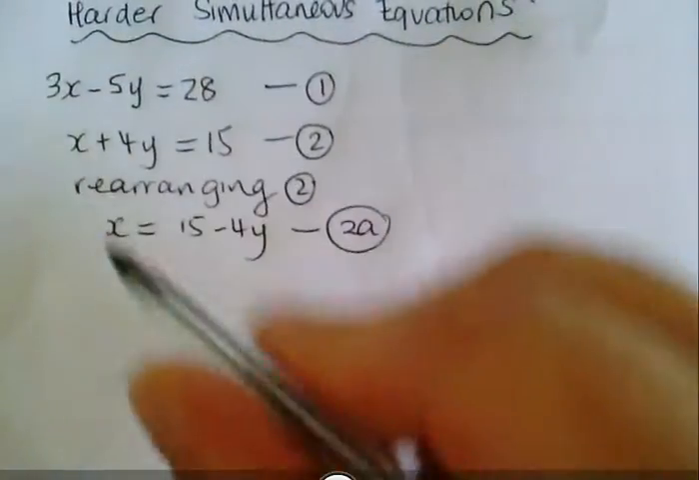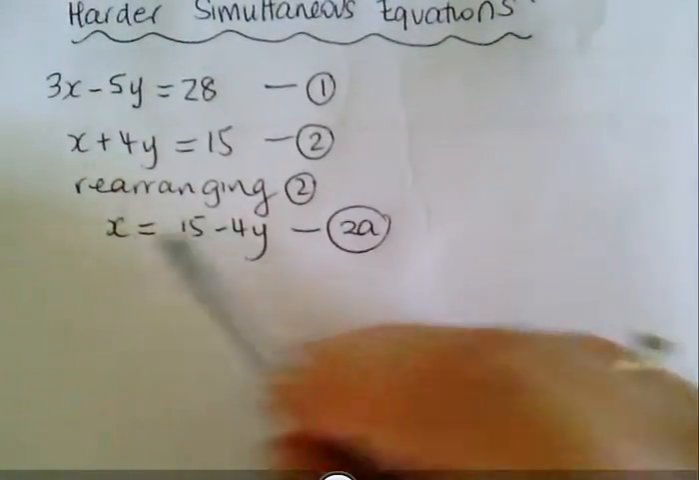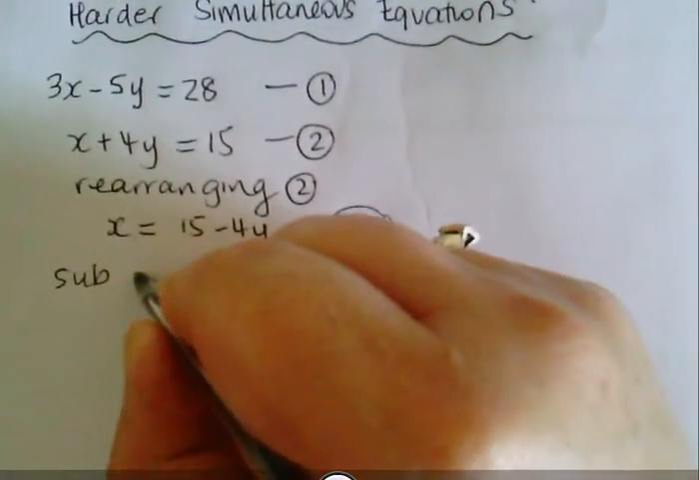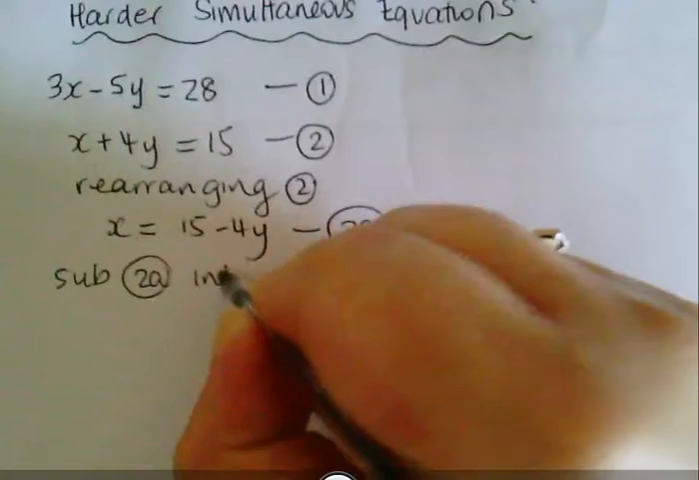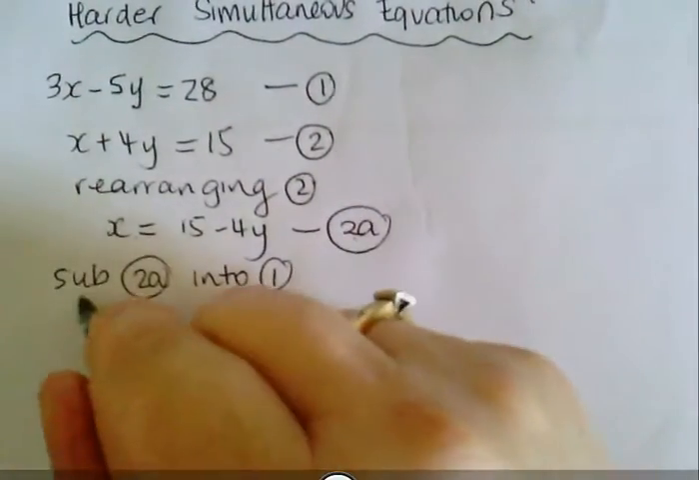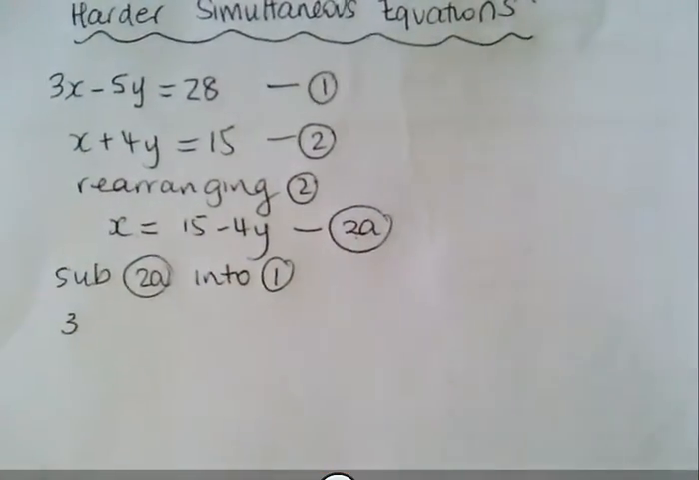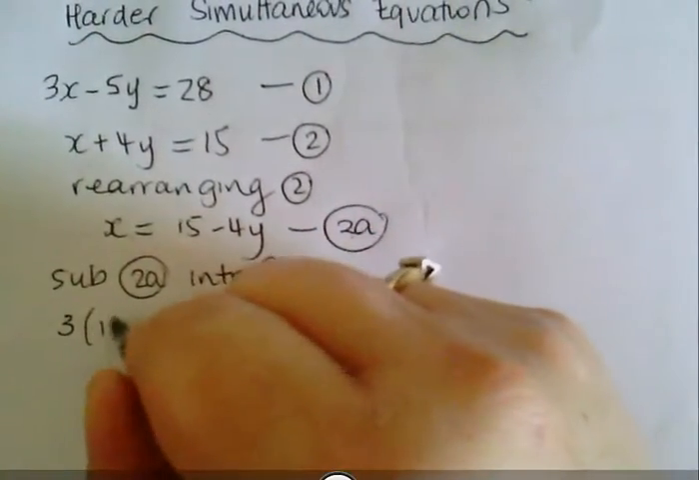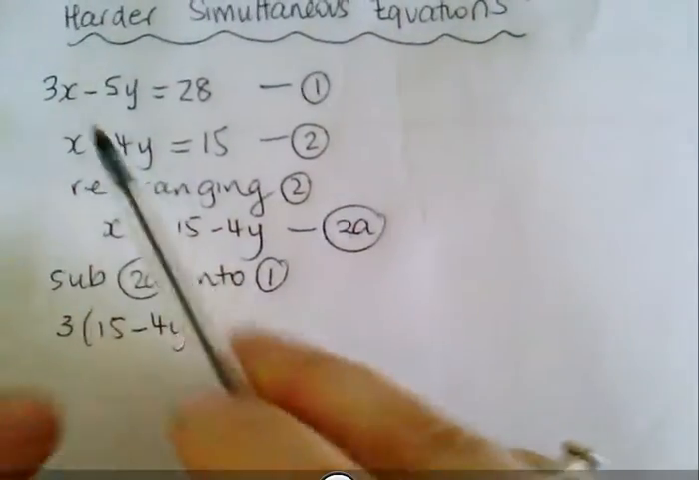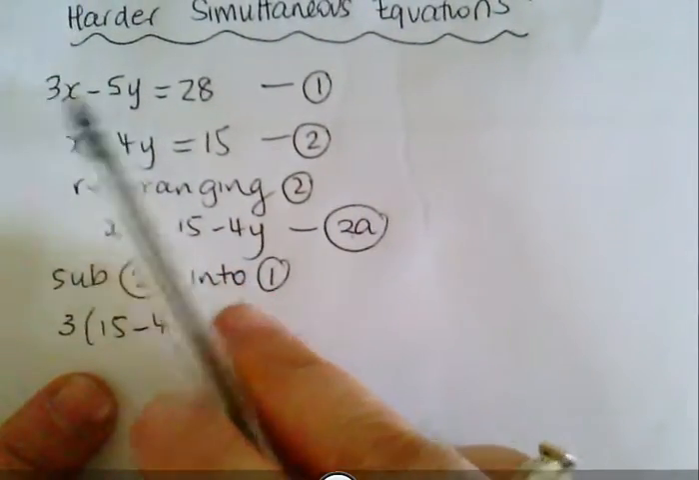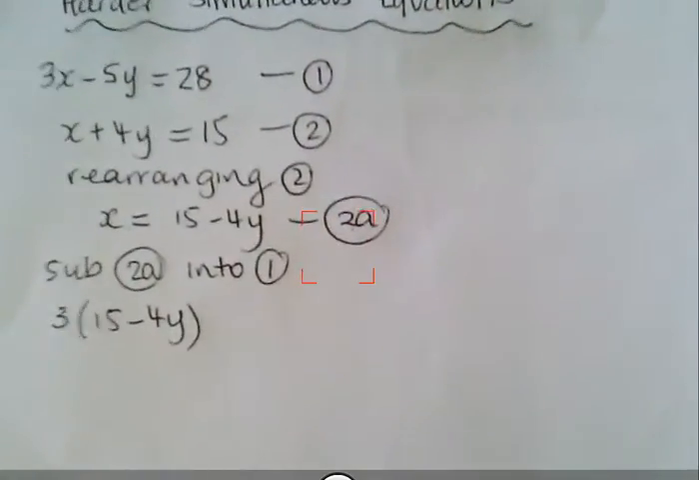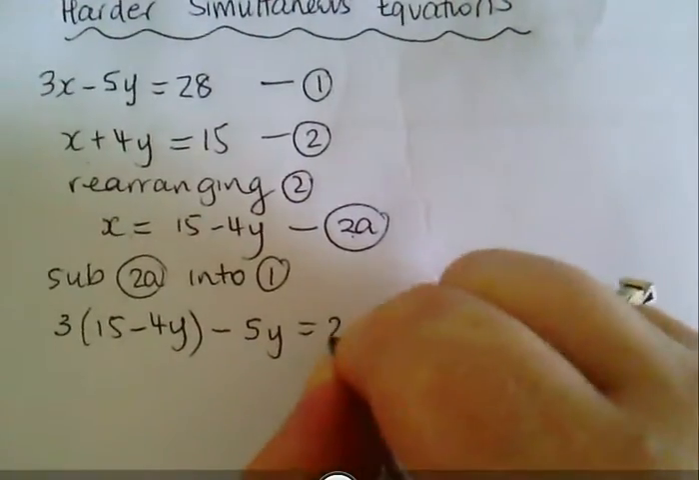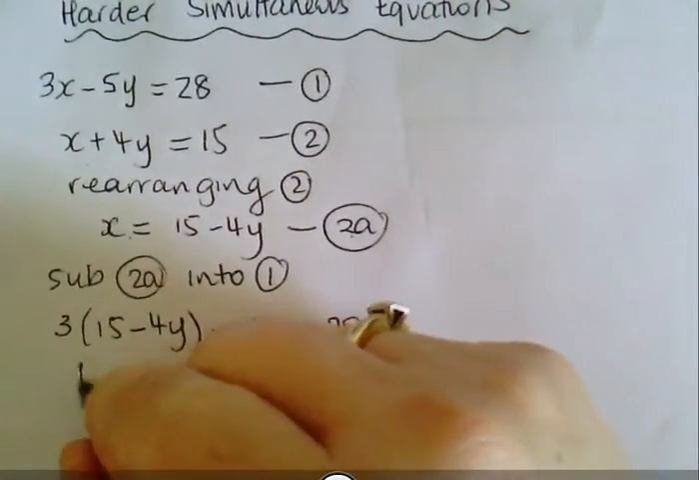So now I'm not going to use equation 2, I'm going to use equation 2a and equation 1. So now I can just substitute equation 2a into equation 1. I start writing out equation 1, I've got 3, and now I substitute for the x, and the x is 15 take away 4y. So coming back up to equation 1, 3 times x, which is 3 times 15 take away 4y, then I keep going, take away 5y is 28. And now I can just expand and solve this.